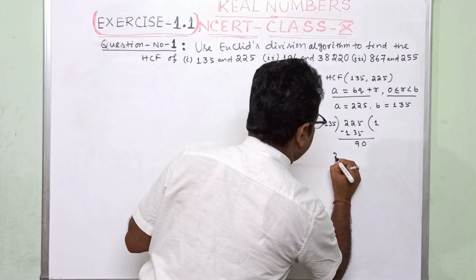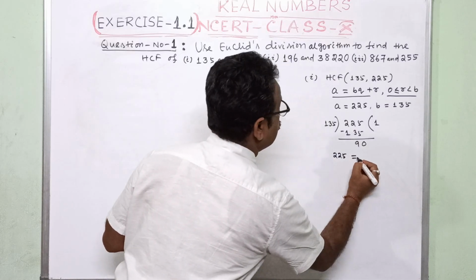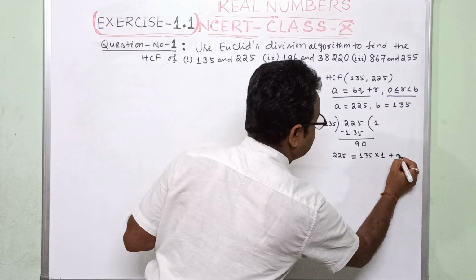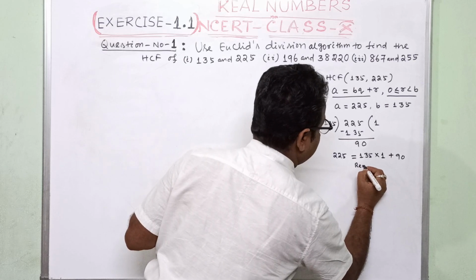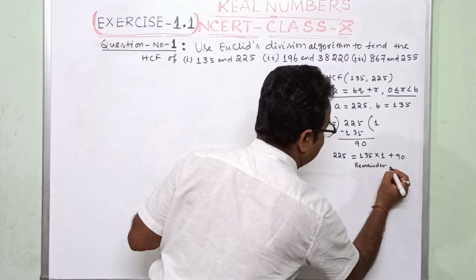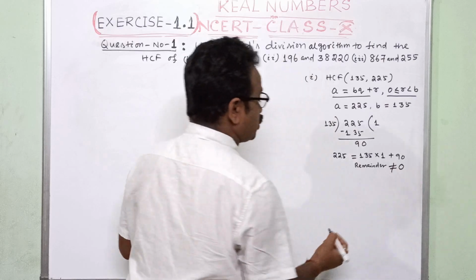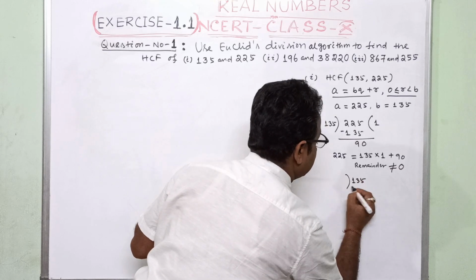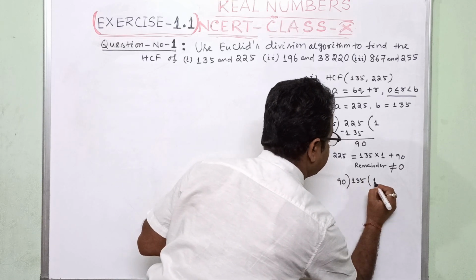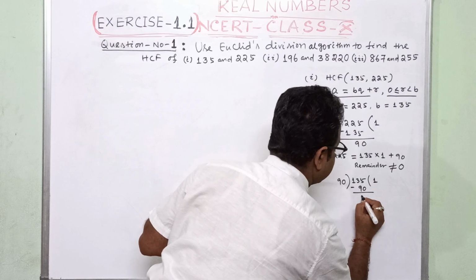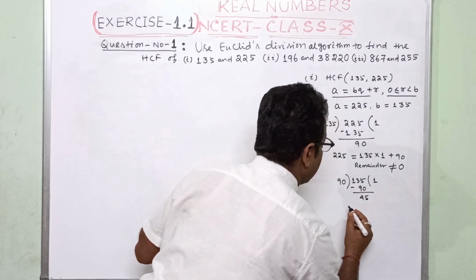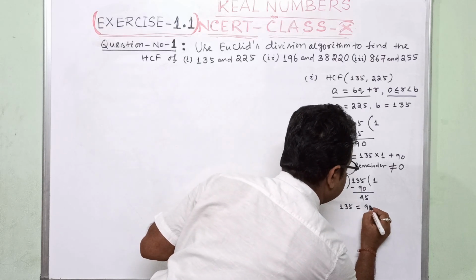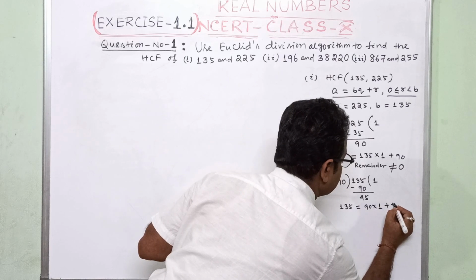So 225 = 135 × 1 + 90. Here the remainder is not equal to 0, so we will continue the division. Now your divisor will be 135, divided by the remainder 90. 90 into 1 is 90, now we get 45. Here also we write 135 = 90 × 1 + 45.